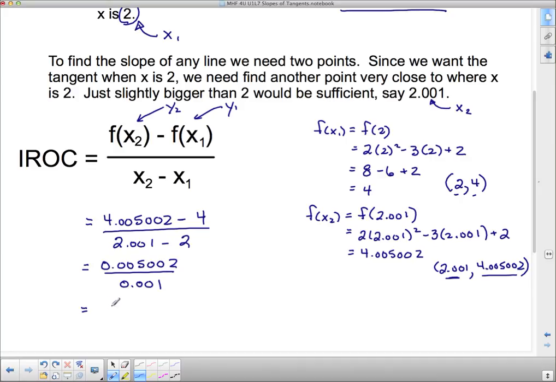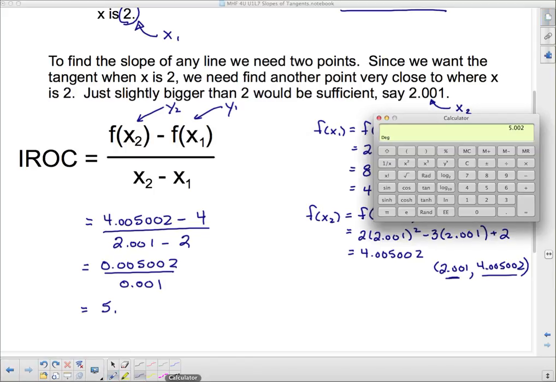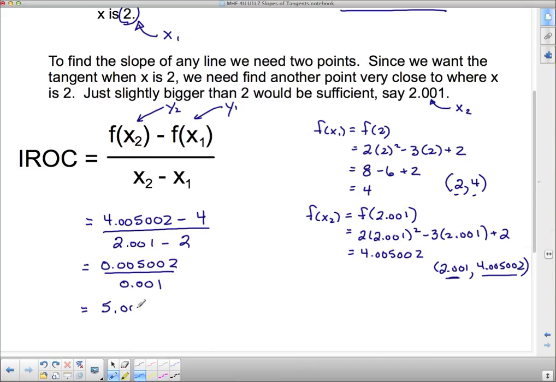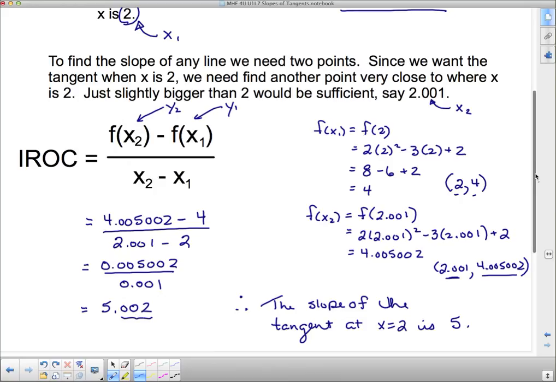And what do we get? For this one, we are going to get 5.002002. Now, this little bit here, it's so close to 5 that it is probably 5. So we can say, therefore, the slope of the tangent at x equals 2 is 5. And it's probably 5. This is so really, really close to 5 that probably is what it is.